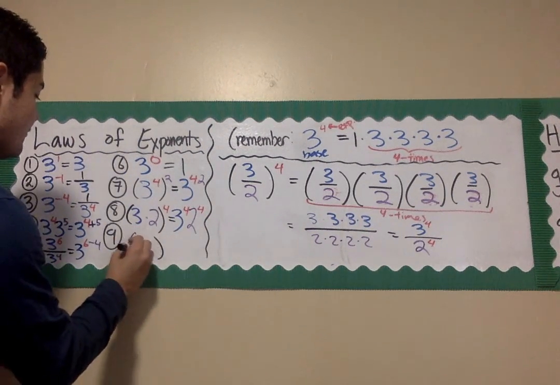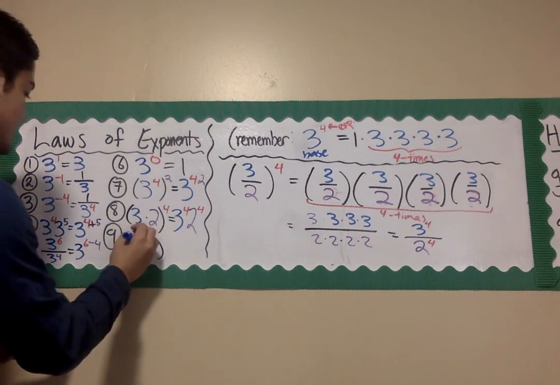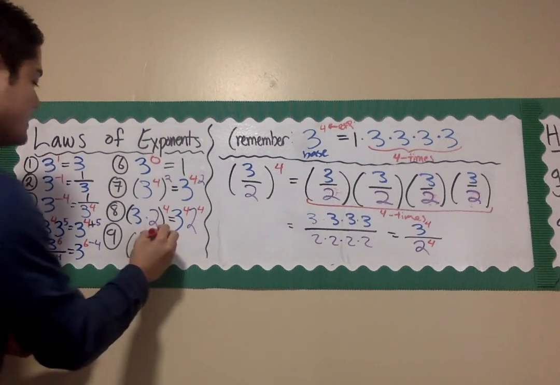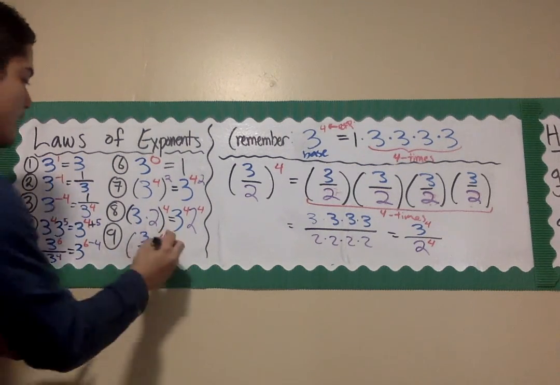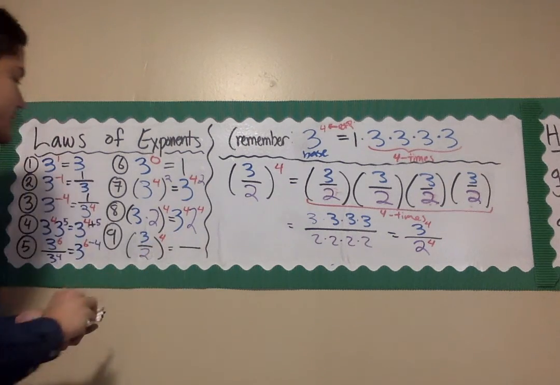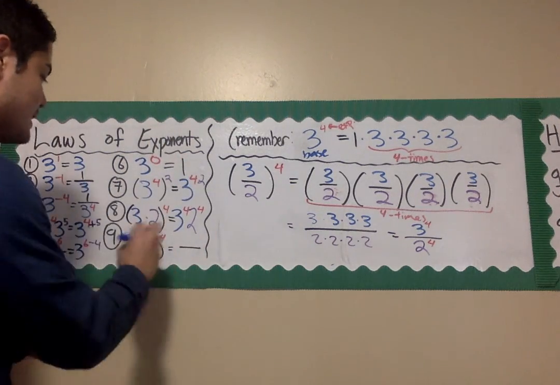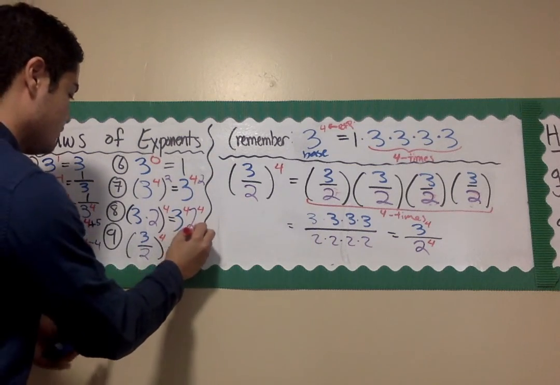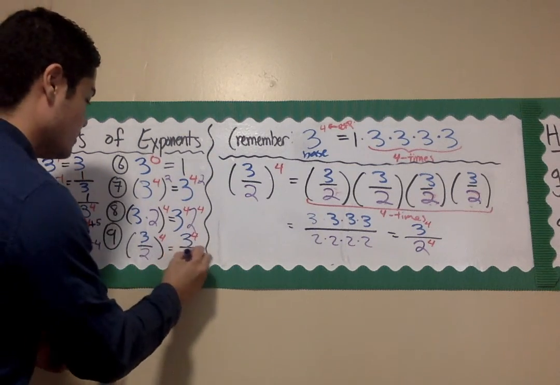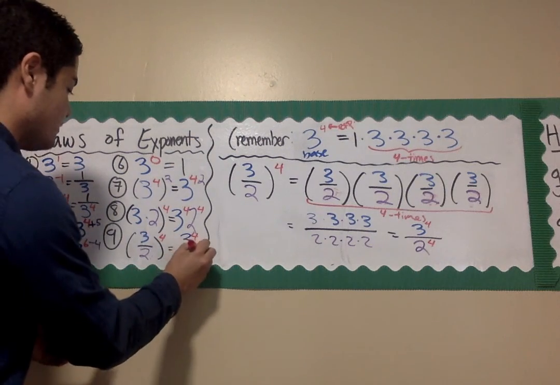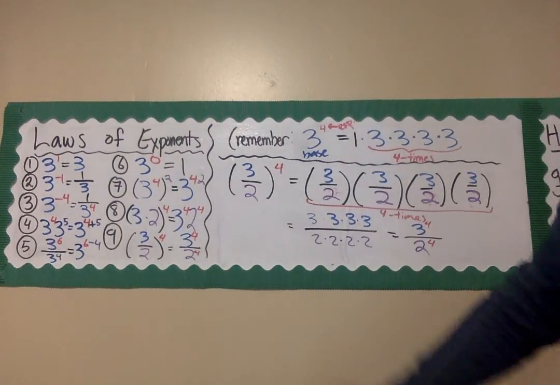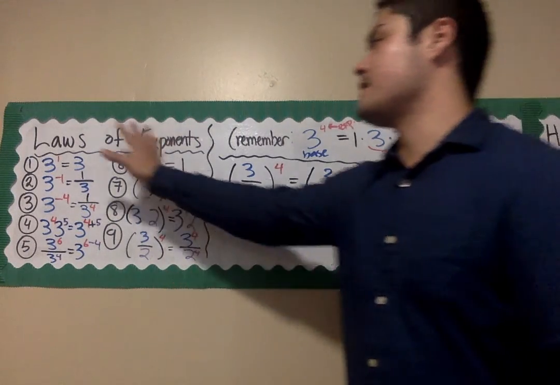So whenever we have a fraction, let's say 3 over 2, and that's raised to the power of 4, that is the same thing as distributing the exponent. So I have 3 to the power of 4 over 2 to the power of 4. And we are done with the 9 laws of exponents. All 9 are on this side of the whiteboard.